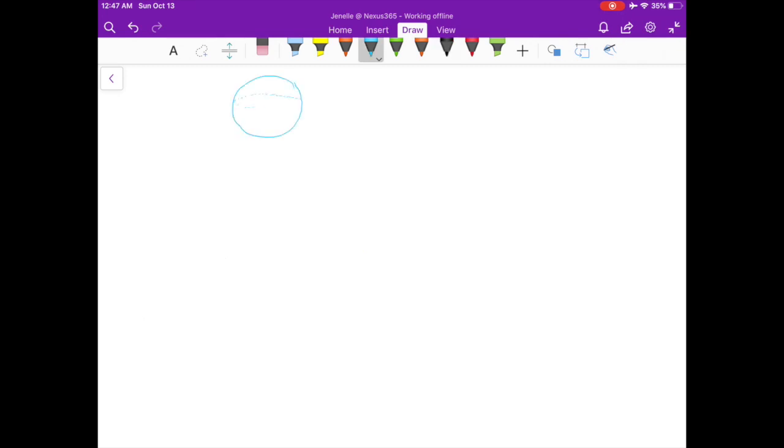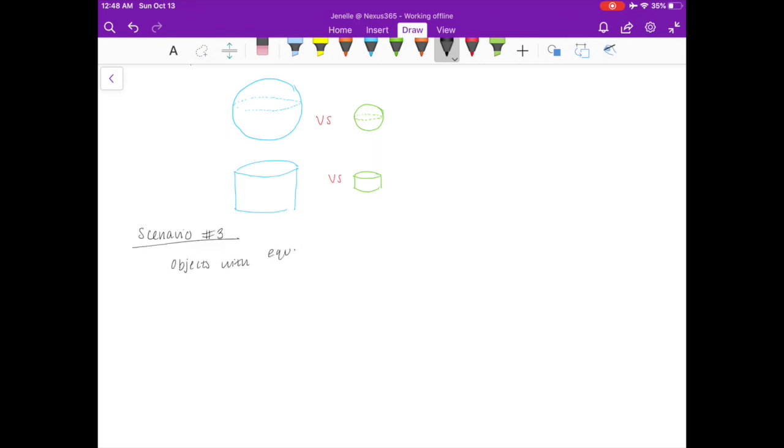And so for our final scenario, we're going to be manipulating the variable of the radius. So we're going to keep the masses and the shapes the same. So we're going to be comparing a large sphere versus a small sphere, or a large cylinder versus a small cylinder. So we're going to be manipulating the variable of radius. So just to reiterate, we're going to have equal mass, same shape, but different radii.